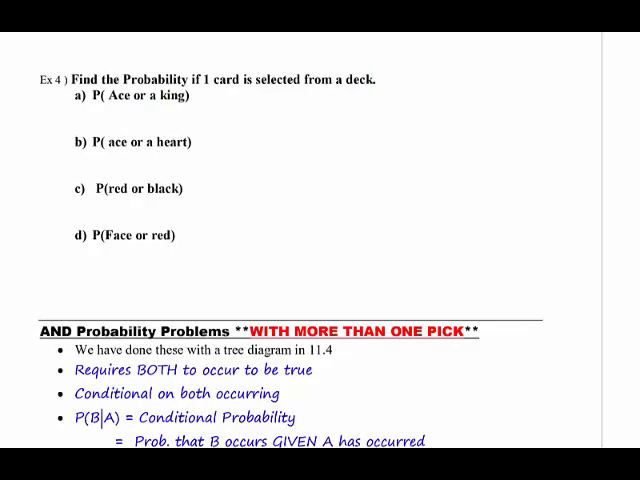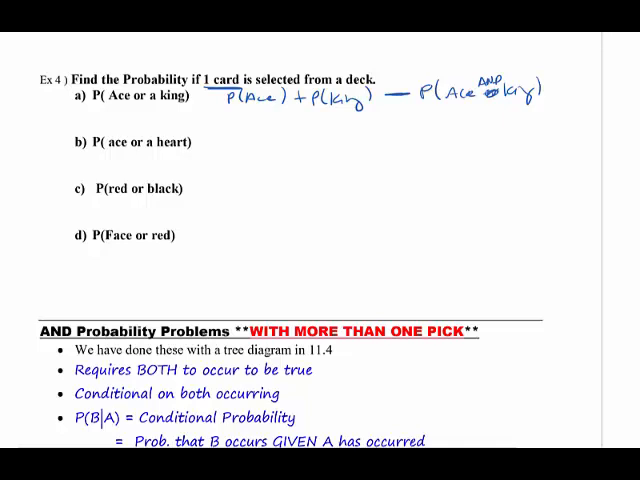Example 4, we're going to go ahead and finish with the OR examples, basic pieces. Find the probability that one card, really important, is selected from a deck. So we want the probability that it's an ace or a king. So probability that it's an ace plus probability that it's a king, and we subtract if there's any overlapping. Not an or, it's an and.